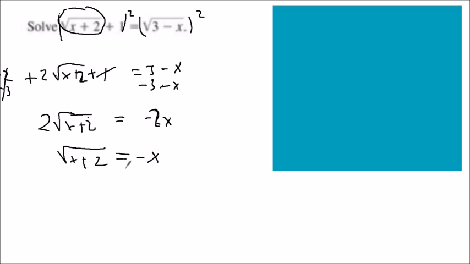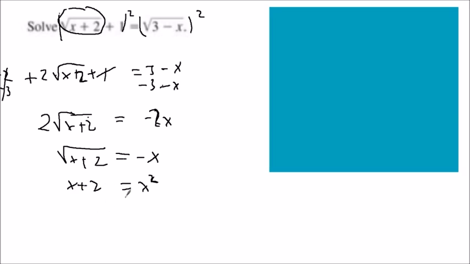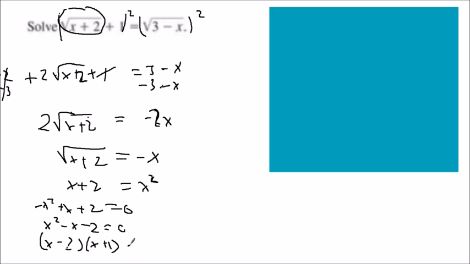Square both sides, and you'll get x squared, because negative times negative is positive. x plus 2 is equal to x squared. Oh god, x plus 2 is equal to x squared. So then we subtract x squared on both sides. We'll have minus x squared plus x plus 2 is equal to 0. So x squared minus x minus 2 is equal to 0, because if you multiply by a negative, it's the exact same. And then we can do x plus 1, x minus 2 is equal to 0.